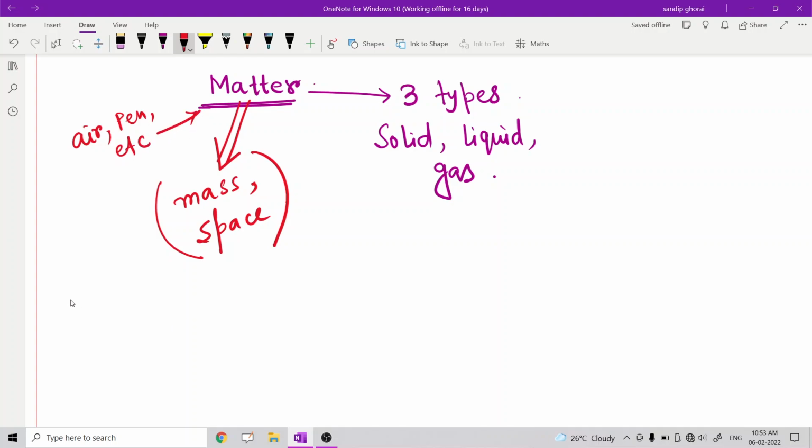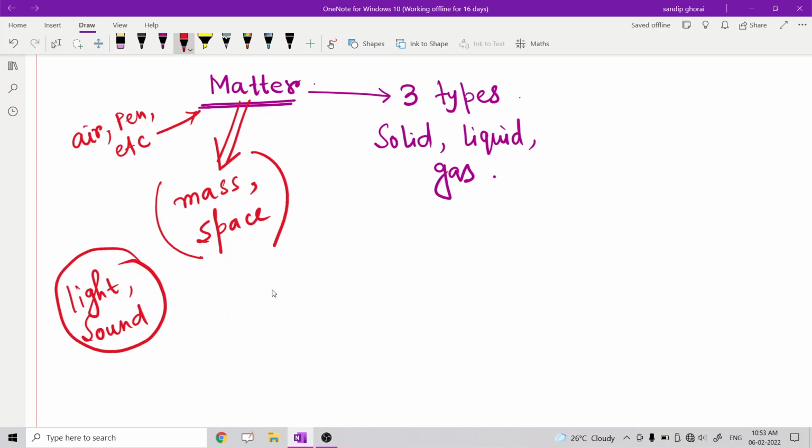But if you take an example like light or sound, these are energy. These quantities do not have any specified mass, and they do not occupy any space. That is why light and sound are not matter. So this is the basic difference between matter and non-matter.